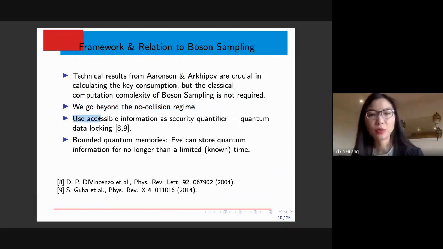Here, we're using the accessible information as the security quantifier, under which the quantum data locking effect kicks in, which I'll tell you about shortly. But in order to use the accessible information, we do have to impose the bounded storage model, where we assume that Eve has bounded quantum memories in time. So Eve has quantum memory, but she can only store states for a limited known time, so that at some point she has to make a measurement. And then Alice and Bob can do the post-processing.